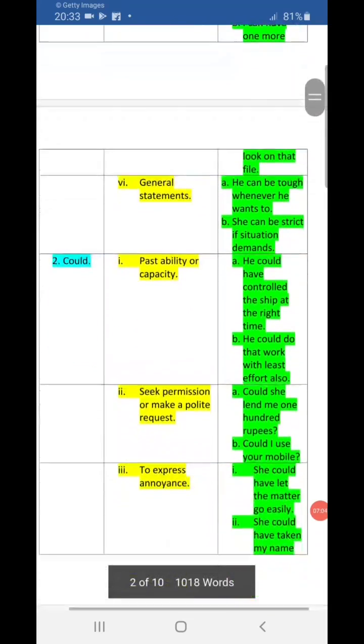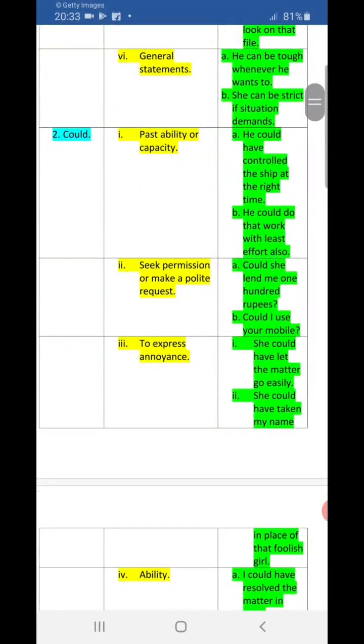Next, number 2, could. Roman number 1, for purpose. Past ability or capacity. A. He could have controlled the ship at the right time. So, first example is he could have controlled the ship at the right time. Means he was capable of doing something and he could have controlled that.